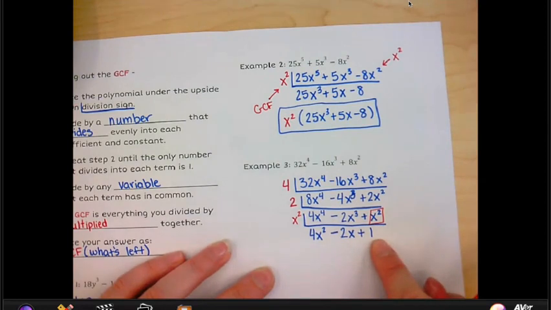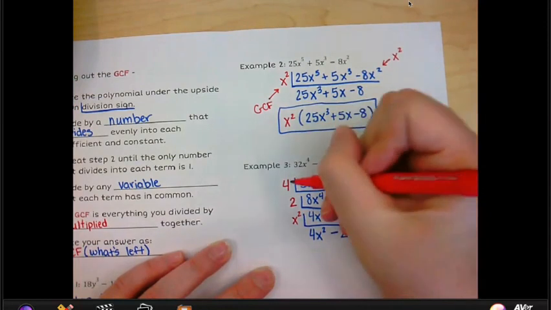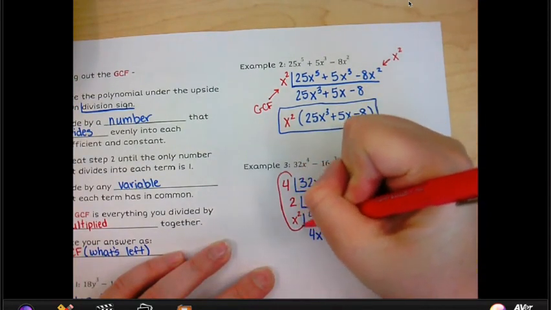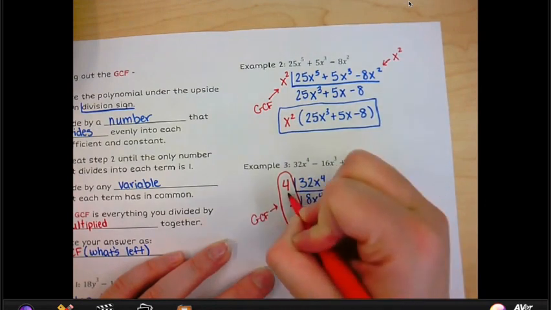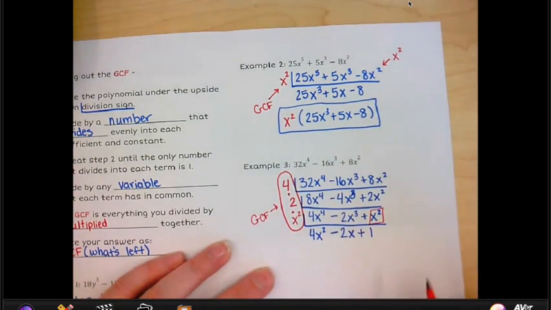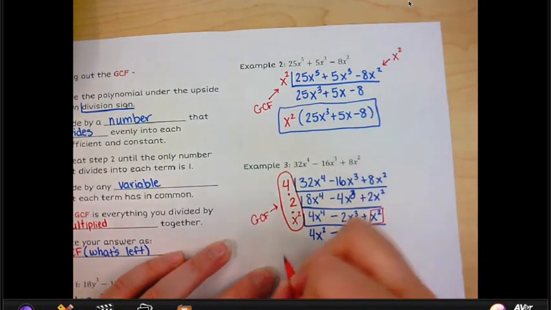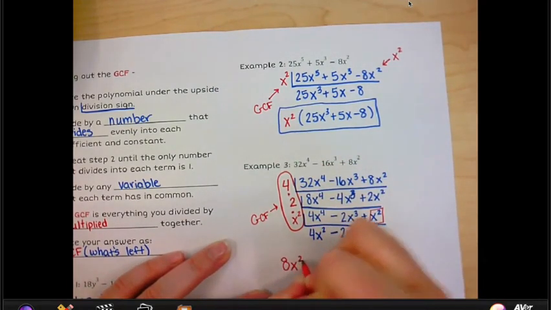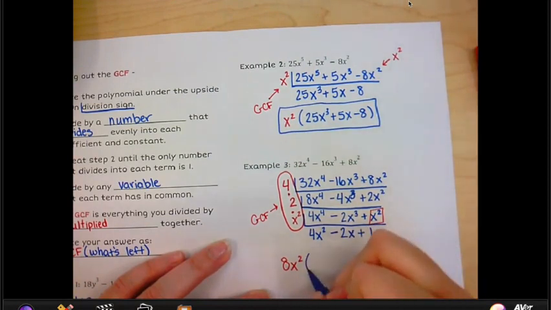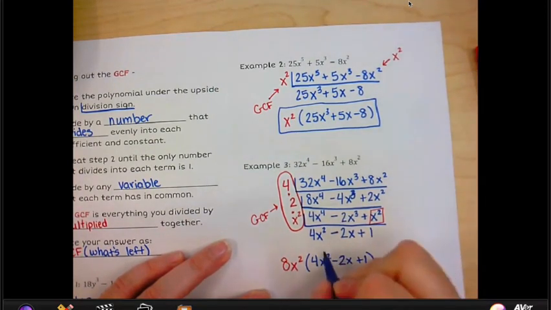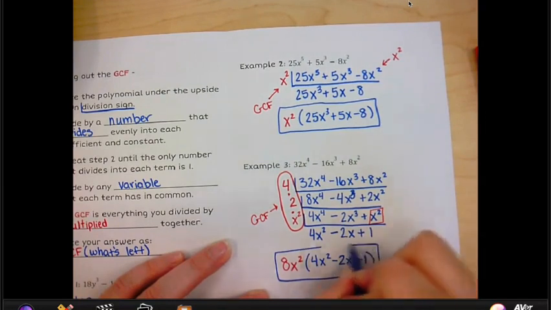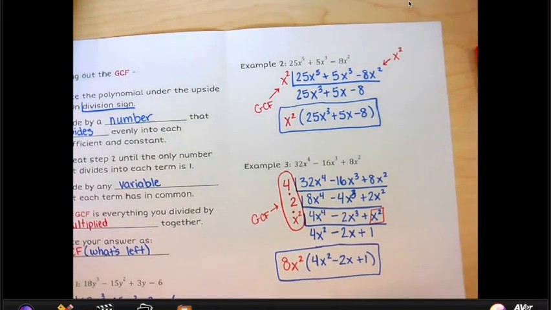No more variables to divide. No more numbers to divide. So now for my GCF, this whole thing over here is the GCF. So I need to multiply these all back together. So 4 times 2 times x squared will leave me with 8x squared. And then what's left at the very bottom here? 4x squared minus 2x plus 1. And there we have that.